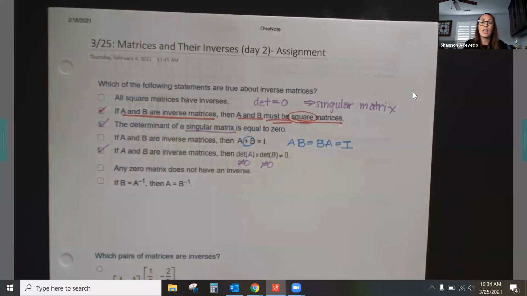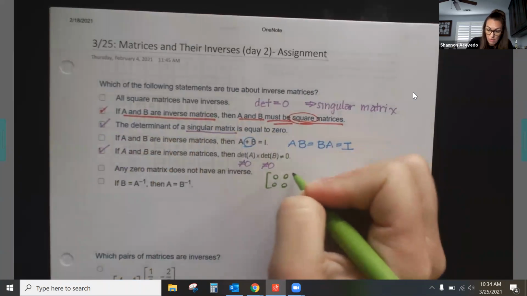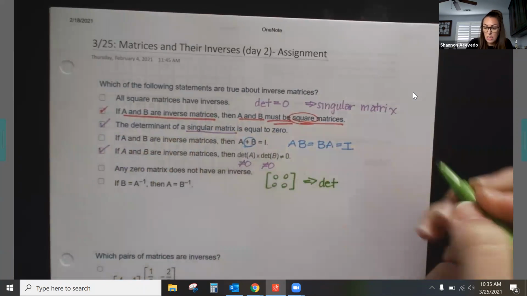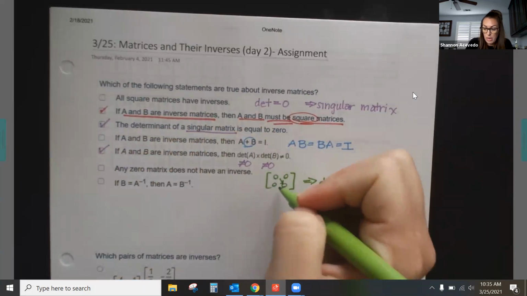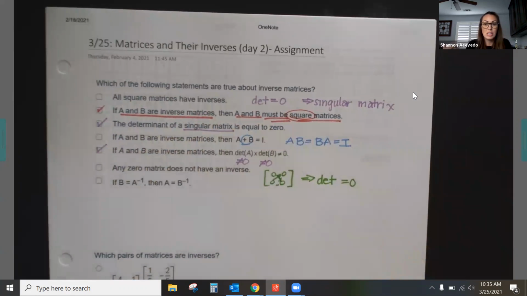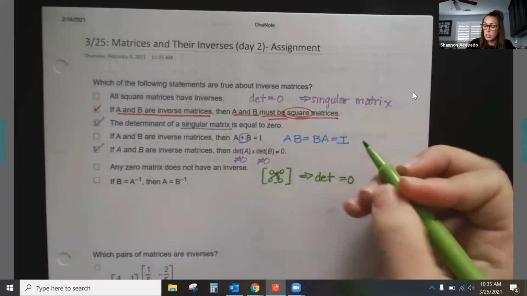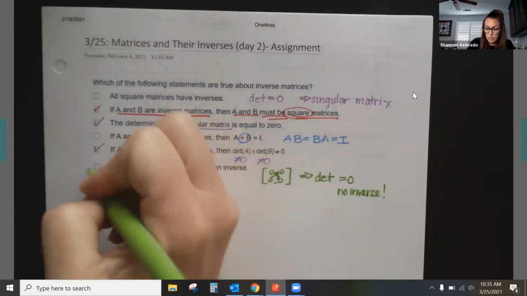Any 0 matrix does not have an inverse. When we talk about a 0 matrix, we're talking about all zeros, right? If I go to find the determinant of that matrix, the determinant would just be 0, because 0 times 0 is 0, minus 0 times 0 is going to be 0. So any 0 matrix does not have an inverse. That is true, because if the determinant is 0, then there is no inverse.